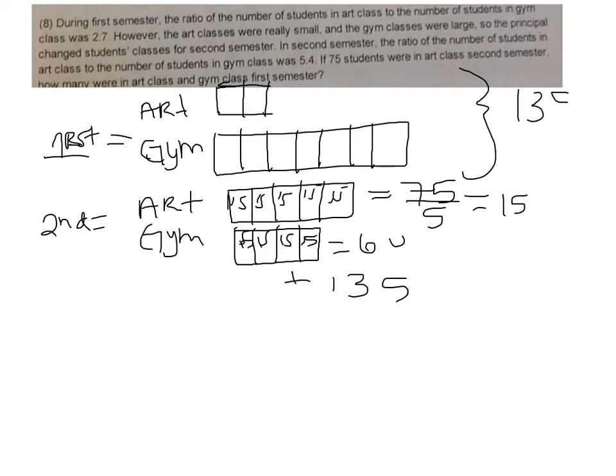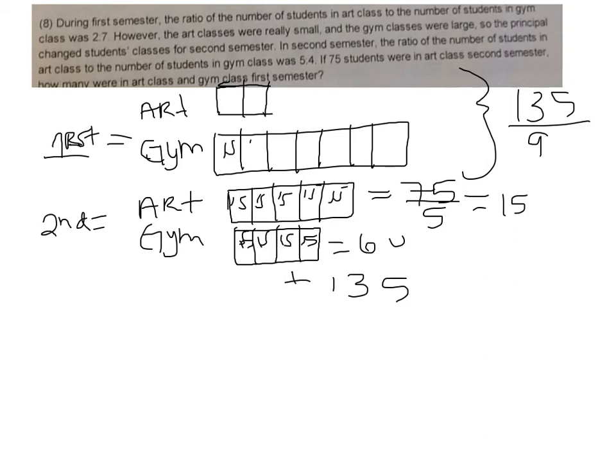Now, if I had 135 students second semester, I should also have 135 students first semester. So what I know is that I have 9 boxes representing my total students, 2 that are in art class, 7 that are in gym class, so 9 boxes altogether, and that's represented by 135 students. So I should be able to just divide my 135 by 9 to get how many students each box is worth. And that's going to give me 15 again.